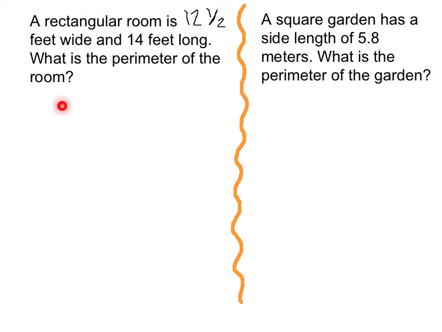First off, we're going to start with this word problem right here. So if you have not done so already, go ahead and pause the video and read the question to yourself. It says a rectangular room is 12.5 feet wide and 14 feet long. The best thing you can do at this point is go ahead and draw a picture.